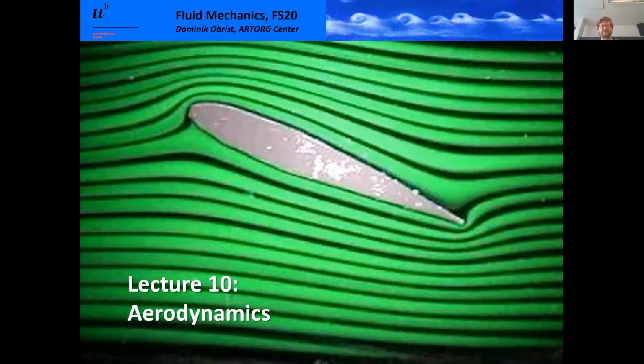Right? We have talked about lift and drag a few times already, but now we're going to try to apply it to objects in an airstream, in a fluid stream. And that is the topic of fluid mechanics, of aerodynamics.